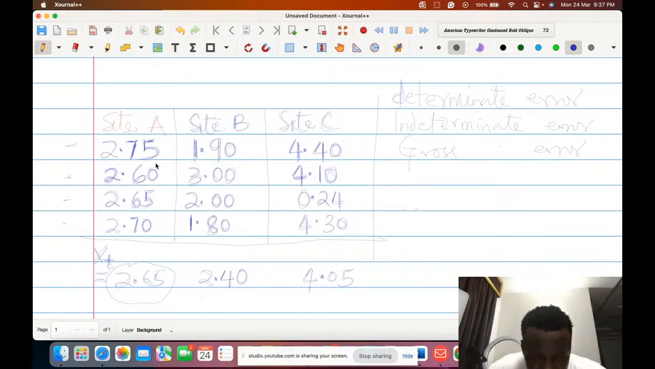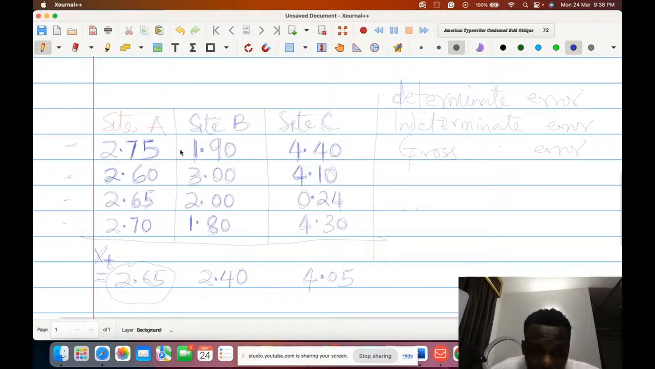Now, how about site B? Indeterminate error is characterized by random variation. Random variation simply means the values are not following a particular pattern. As you can see, you have 1.90, you have 3.0, you have 2.0, you have 1.8. The true value is not even close to any one of them. So they are not really close to the true value, unlike the way site A was close to the 2.65.